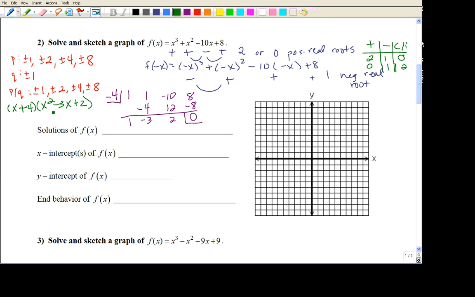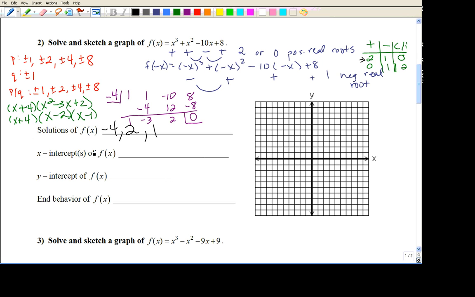And we look at that and we say, okay, does that thing factor? Is there anything that multiplies to 2 but adds to -3? And there are two numbers that do that, and they are x minus 2 and x minus 1. -2 and -1 multiply to +2 but add to -3. Therefore, all of the roots, we have found them. We have -4, we have 2, and we have 1. So we had 1 negative and 2 positive, so it turned out that we had that first row in our Descartes' rule of signs charts.